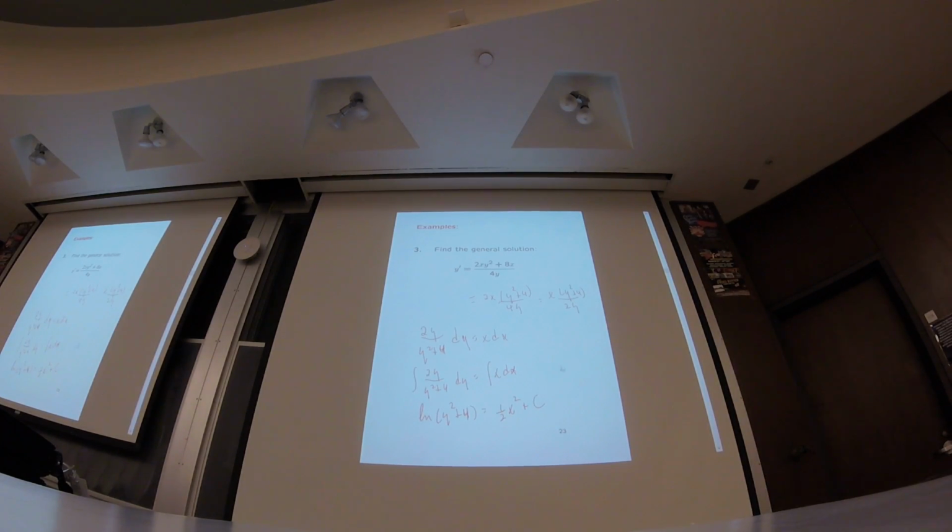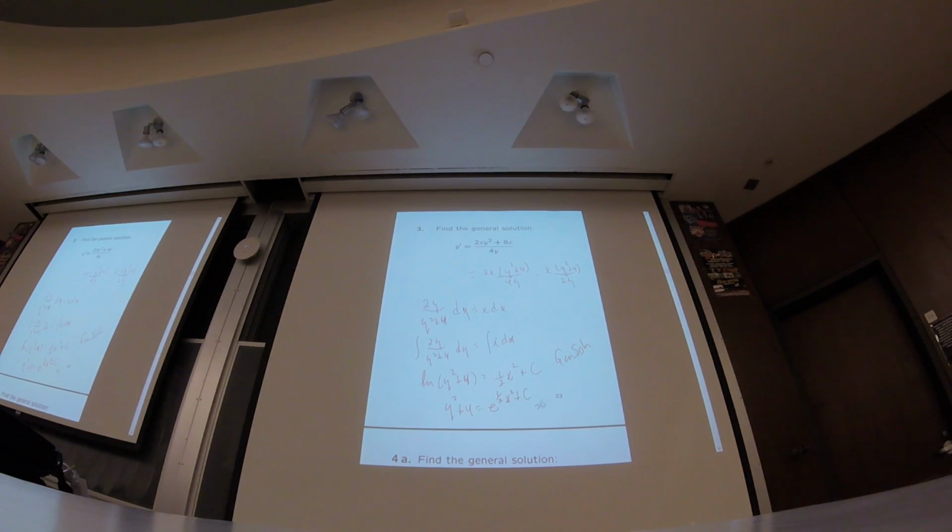So there's the general solution. It's the general solution. Or y squared plus 4 equals e to the 1/2 x squared plus c, which is c e to the 1/2 x squared. I took the exponential of both sides. Remember, I'm trying to solve for y.